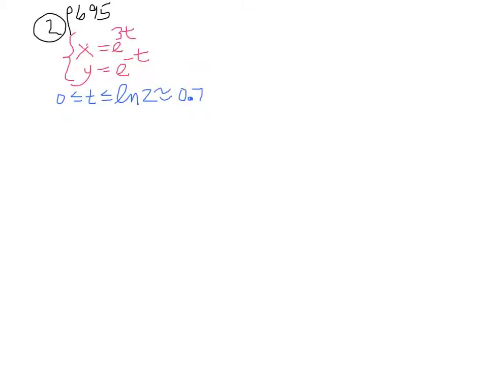This is problem number 2 on page 695. We've got this system of parametric equations here: x equals e to the 3t and y is equal to e to the minus t. And we want to graph this on the interval from 0 to the log of 2, which is about 0.7, and then find the area between this curve and the x-axis over that interval.